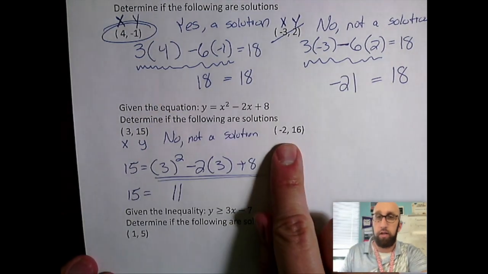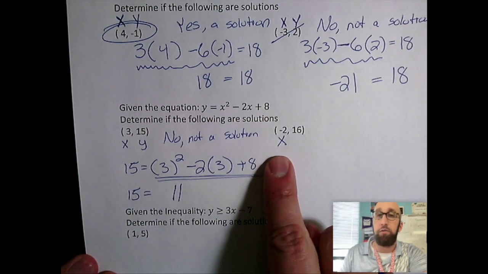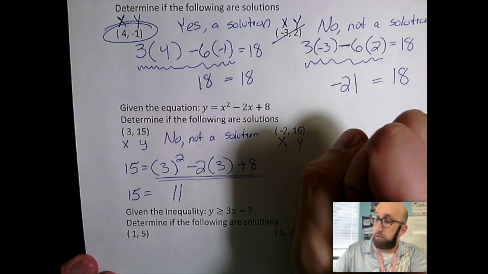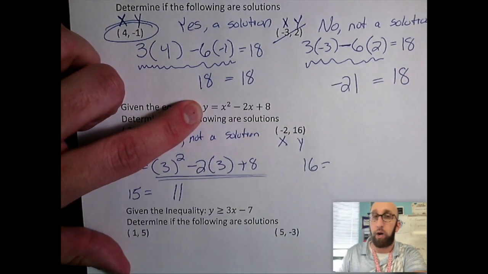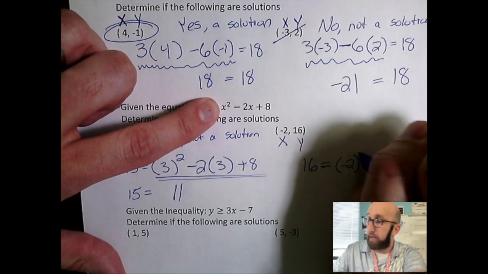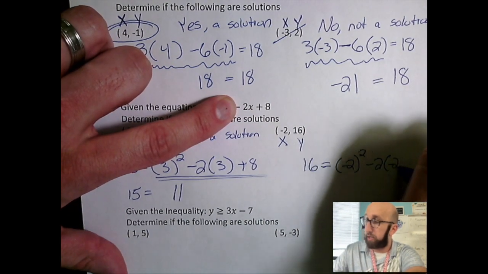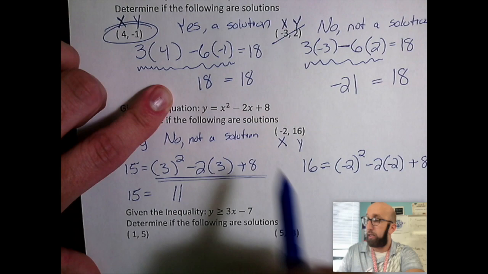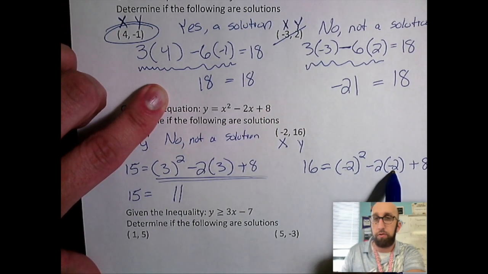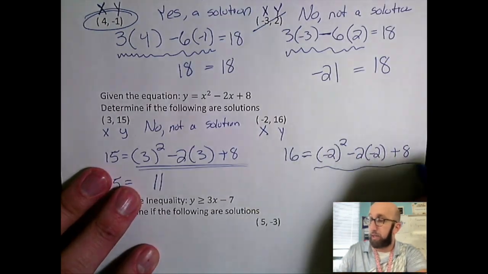One more of those, -2 and 16. Plugging -2's in for x's, plugging 16's in for y's. So we're going to have 16, because I replaced the y, equals, now is where I'm plugging in that -2 and squaring it, -2 times -2 plus 8. So I replaced my x's with -2, replace my y with a 16, and then it's off to the calculator.